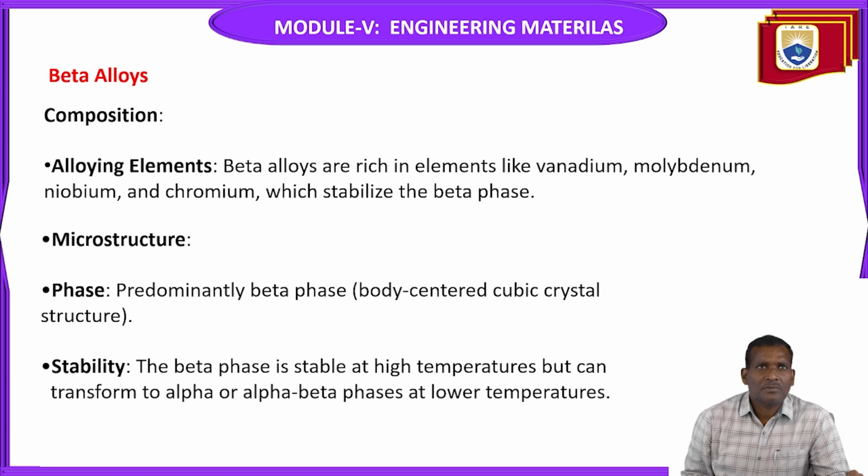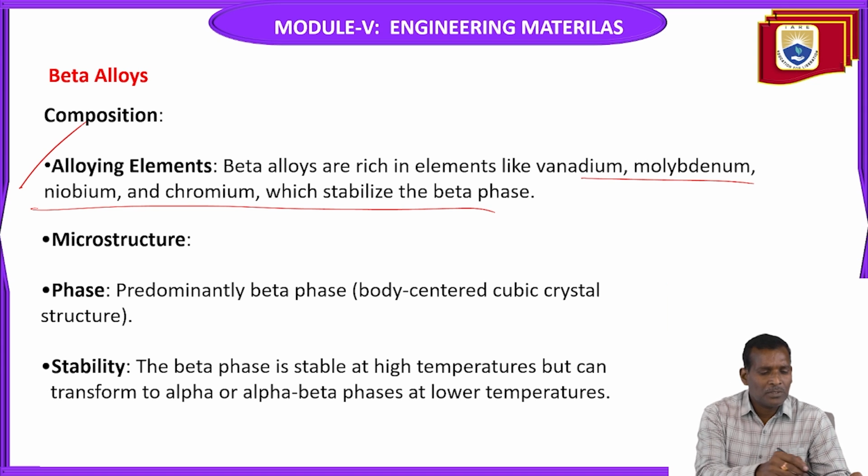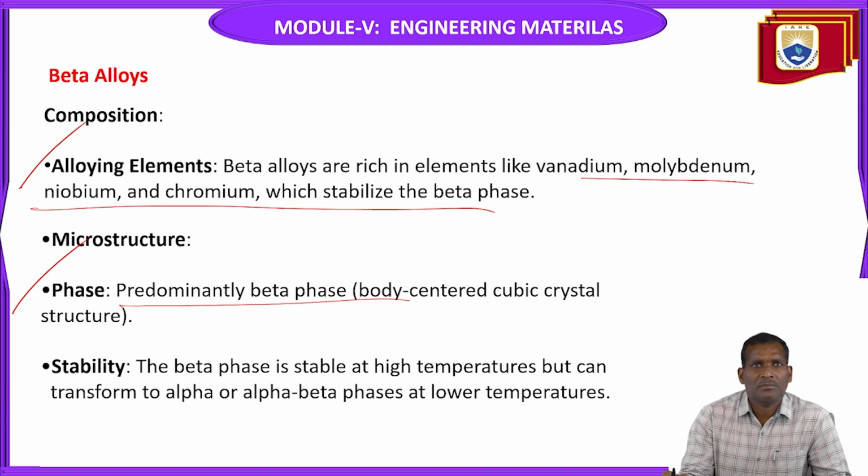The beta alloys. Composition: the alloying elements. The beta alloys are rich in elements like vanadium, molybdenum, niobium, and chromium, which stabilize the beta phase. The microstructure is predominantly beta phase, having the body-centered cubic structure. Whereas in the previous case, alpha has a hexagonal close-packed crystal structure.